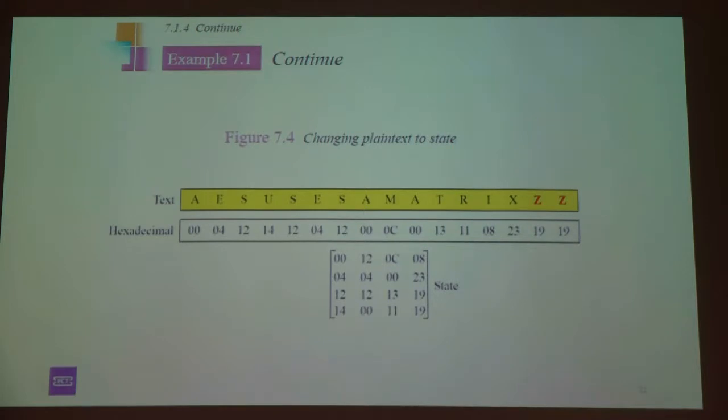All right, as an example, changing plaintext to a state. You have a text, whatever the text, and AES uses a matrix. So we have to have our block. What is the size of the block?